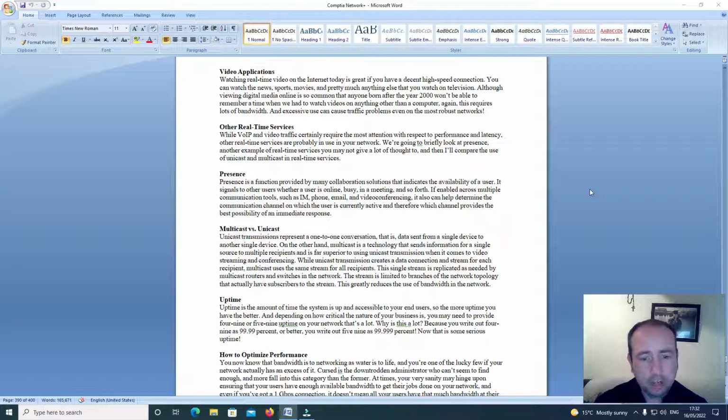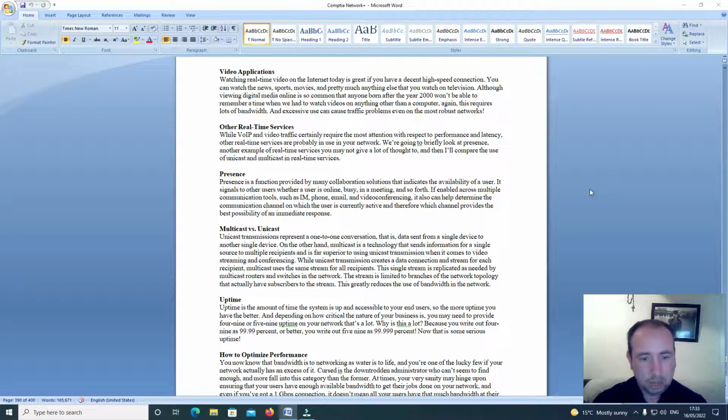While unicast transmission creates a data connection and stream for each recipient, multicast uses the same stream for all recipients. This single stream is replicated as needed by multicast routers and switches in the network. The stream is limited to branches of the network topology that actually have subscribers to the stream. This greatly reduces the use of bandwidth in the network.